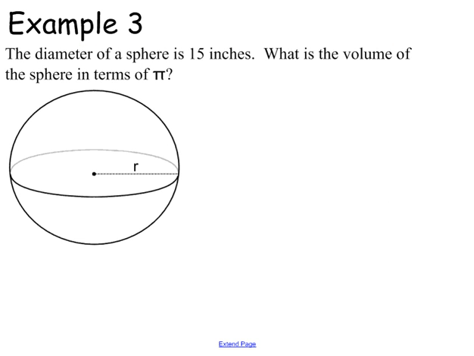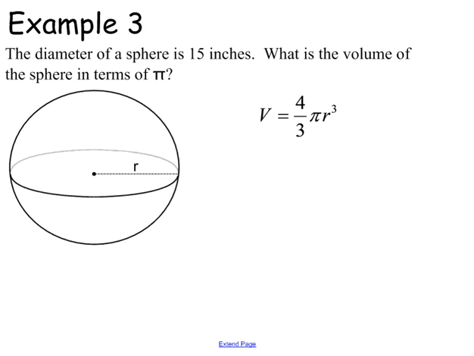Example 3. The diameter of a sphere is 15 inches. What is the volume of the sphere in terms of pi? So this is what a sphere looks like. It's like a basketball or soccer ball. And the formula is V equals 4/3 pi r cubed.